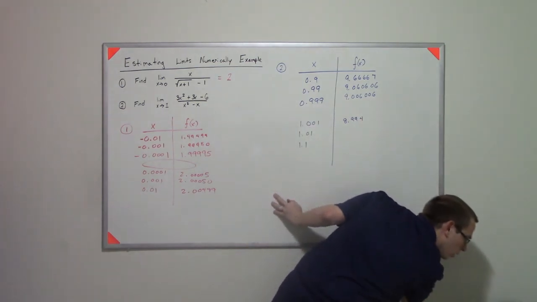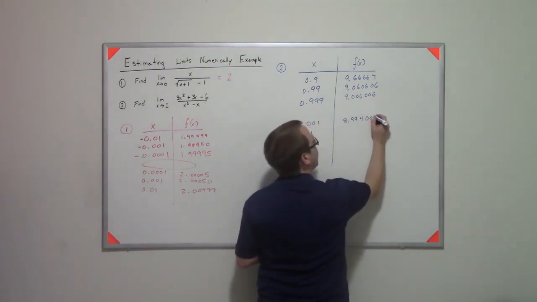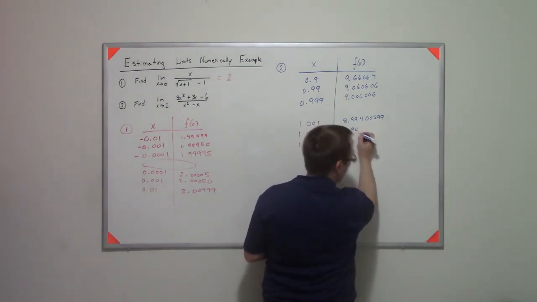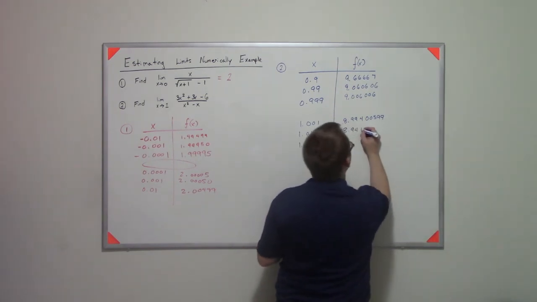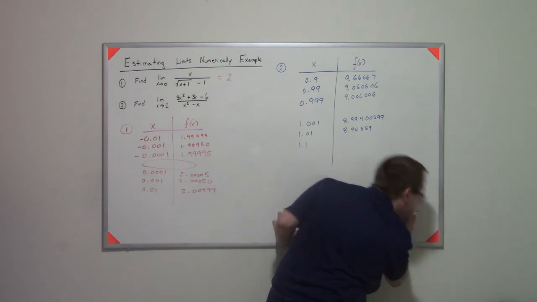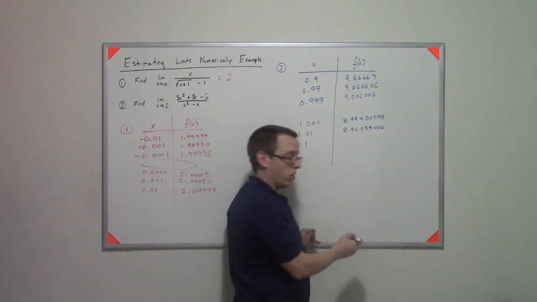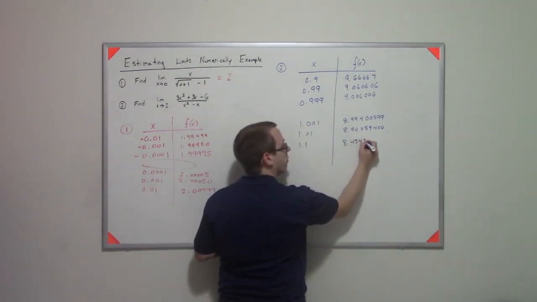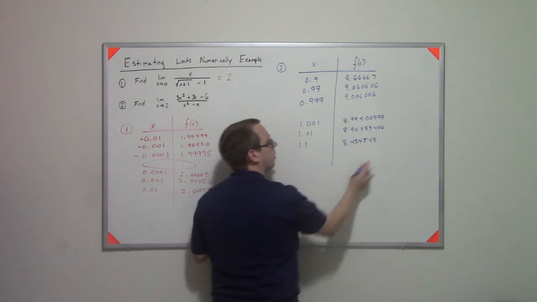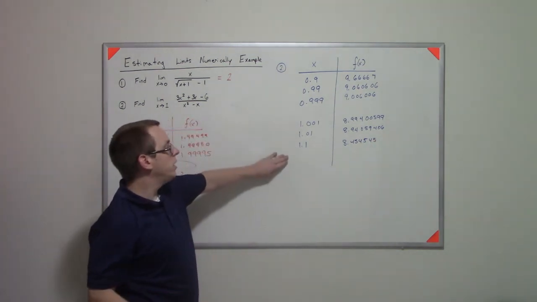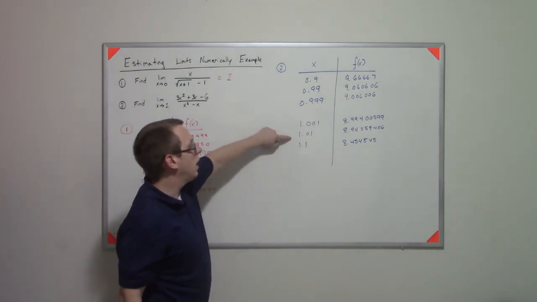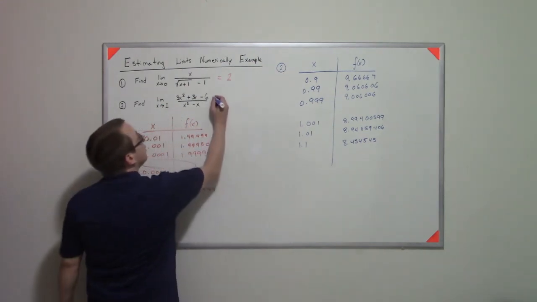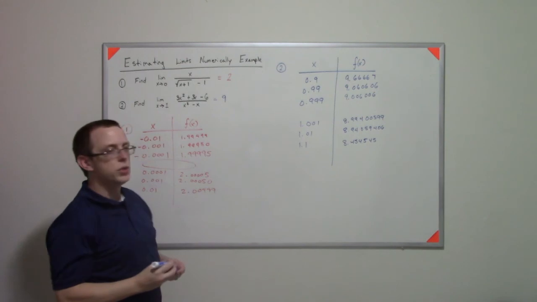8.994, 8.99940, 8.454545. I've got to get a bigger screen. So what I'm seeing here is, as I approach from the right, I get really close to 9. As I approach from the left, I get really close to 9. So those are going to be my estimated limits.